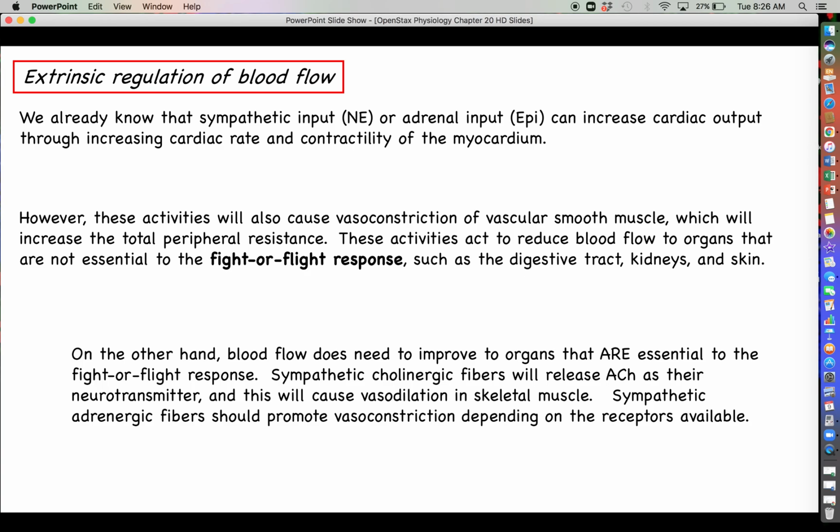A little bit more detail on this. We said that blood flow does need to improve to organs that are essential to the fight or flight response, so brain, skeletal muscle, and things like that. Not that this is super important, so I don't like to really focus on exceptions to the rule, but this is sometimes going to involve sympathetic postganglionic neurons that happen to release acetylcholine as their neurotransmitter rather than norepinephrine. Now, I know we usually associate acetylcholine with parasympathetic fibers. This just happens to be one of those exceptions to the rule, just like what we saw with sweat glands. So don't worry about this exception too much, but this is just a little bit of extra information to make sure you see the whole picture here.